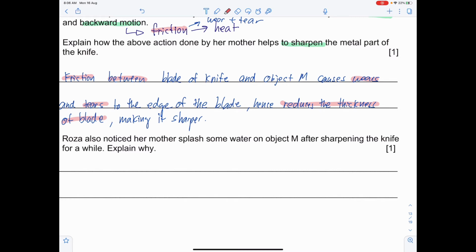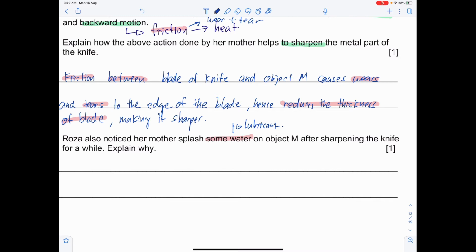Now, the first one is talking about your water as a lubricant, right? Because you want it to be able to move back and forth with some amount of ease.